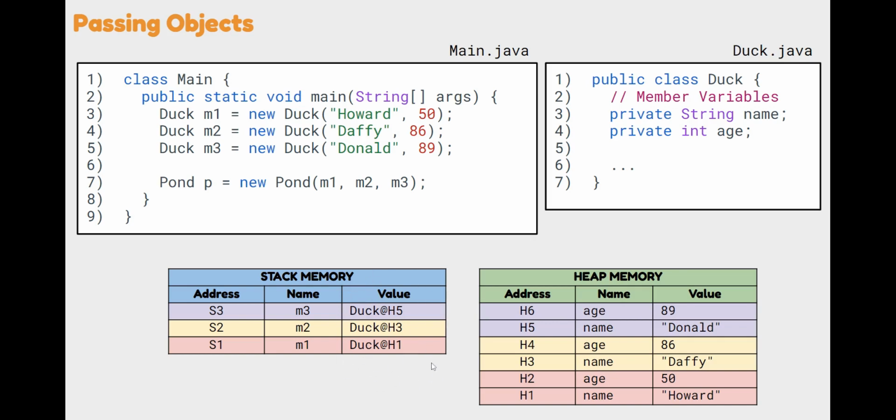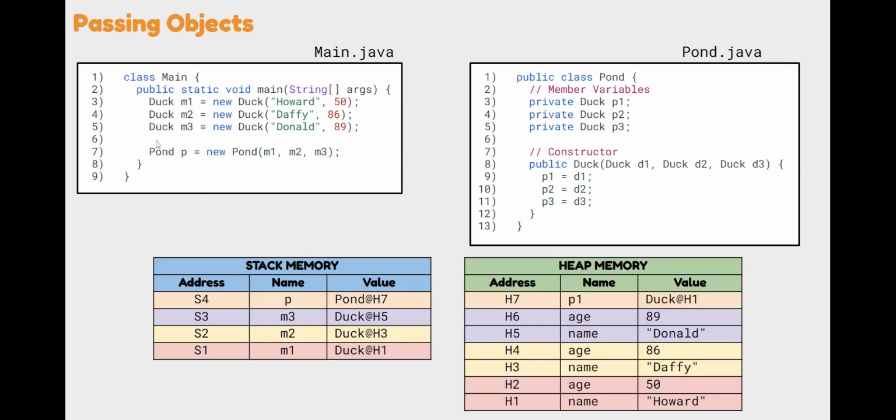They don't actually hold any of the duck's values. They just know where to go to find the duck values. We call those reference variables. So M1, M2, and M3 in our main method are all reference variables. On line 7, we are creating a new pond, and we are going to pass those three reference variables, M1, M2, and M3, to the pond constructor. We are going to follow the path of just the reference variable M1.